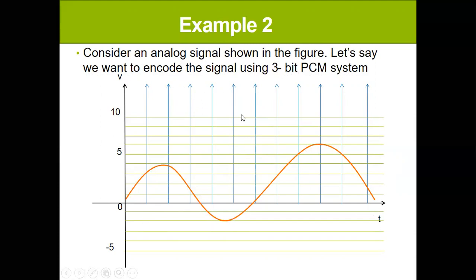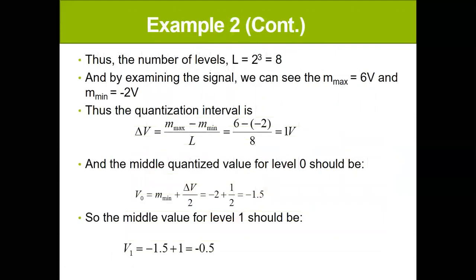Okay, so let us see how we can do this one. What is L? How many levels do we have to arrange all the sample values in terms of levels? So how many levels, L? In this case, we are considering 3 bits PCM. So 2 to the power 3 equals 8. Now, as I mentioned, the maximum signal voltage level or amplitude is 6 volt and minimum is -2. So the quantization interval delta V equals (6 - (-2)) divided by 8, which is 1 volt.